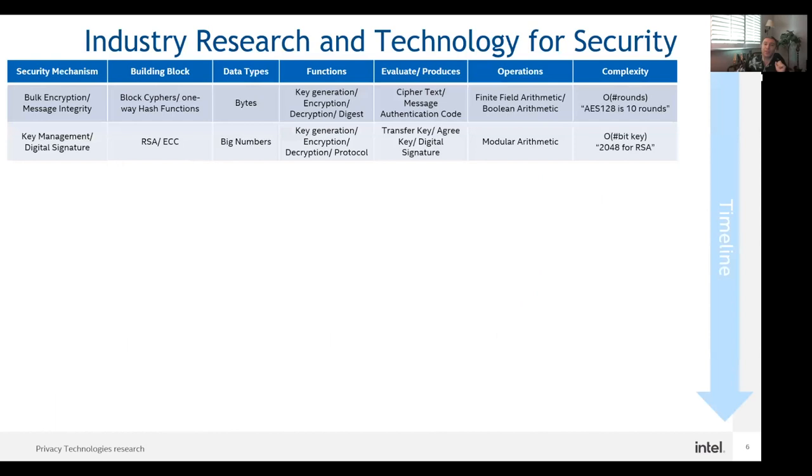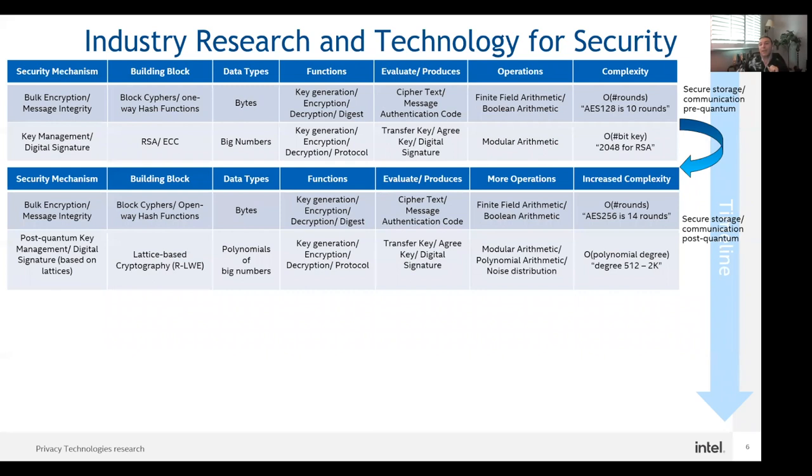When it comes to cryptography, because we are talking now about privacy-enhancing cryptography, we also need to be mindful of what's happening from the perspective of the complexity and the data types that are involved, to try to understand why we really need to depart from the way we are looking into technologies. So traditionally, we look at the creation of security mechanisms, such as bulk encryption, message integrity, key management, digital signatures, with various cryptographic building blocks. With these, you ensure secure storage and communication, typically pre-quantum. As we move to post-quantum, we are replacing some of the building blocks, especially those used for public key cryptography. But we are providing the same security mechanism at a higher complexity.